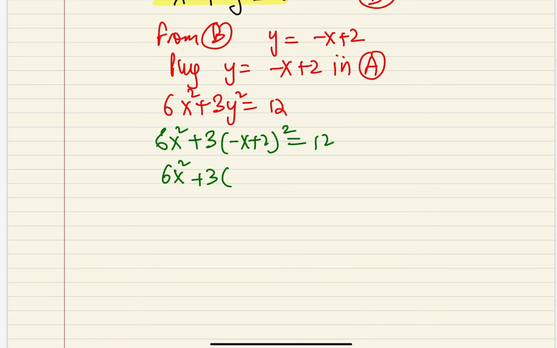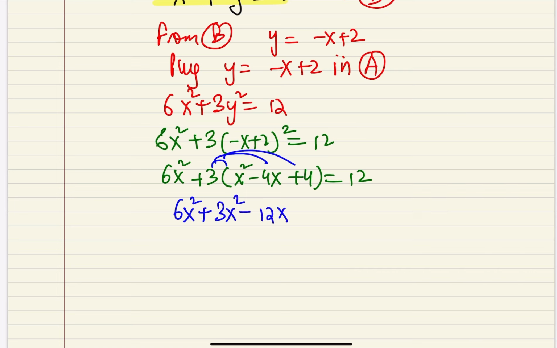We have to first FOIL or distribute or open up the binomial here. Only then we can distribute the 3. So it turns out to be x squared minus 2 times 2 is 4x plus 4 equals 12. Let's distribute a 3 inside. 6x squared plus 3x squared minus 12x plus 12 equals 12. Combine the like terms. 9x squared minus 12x. 12 minus 12 will be 0.